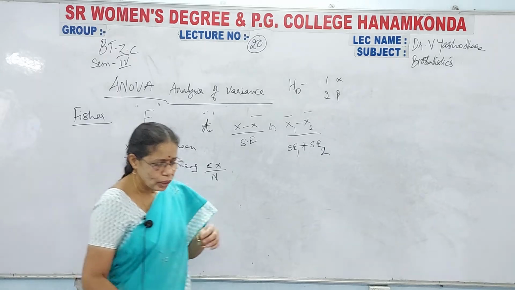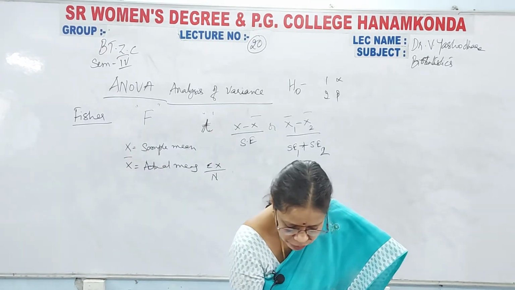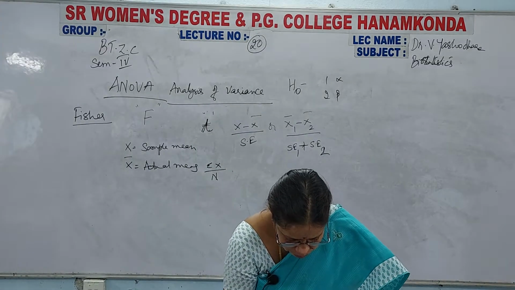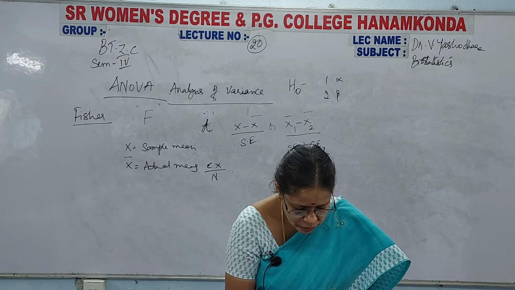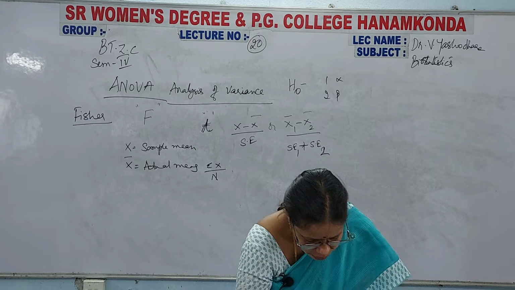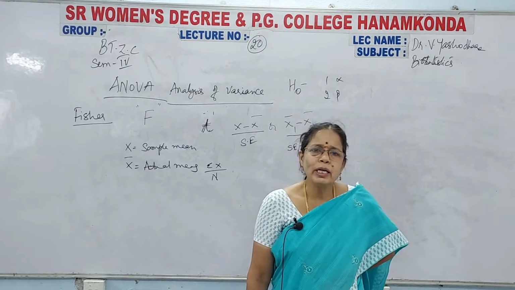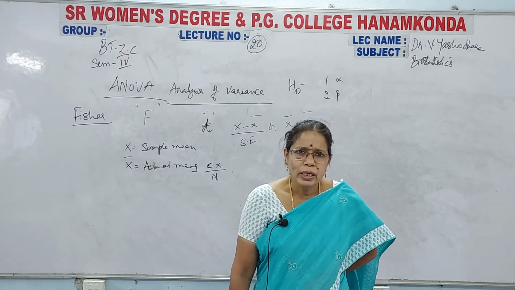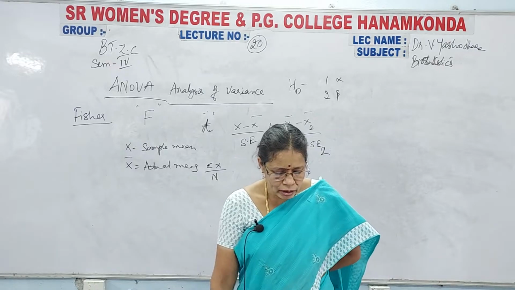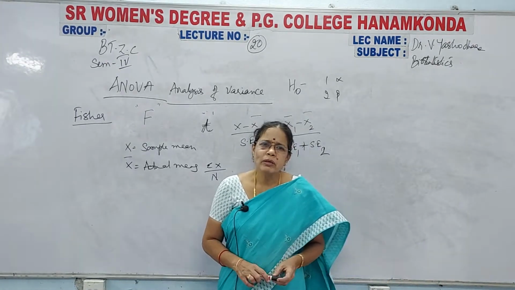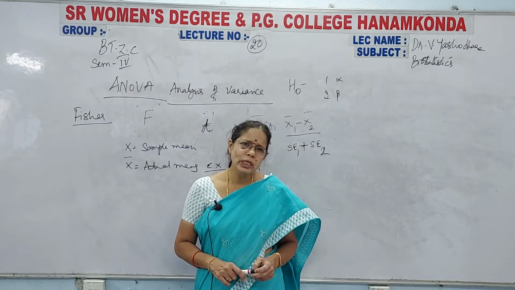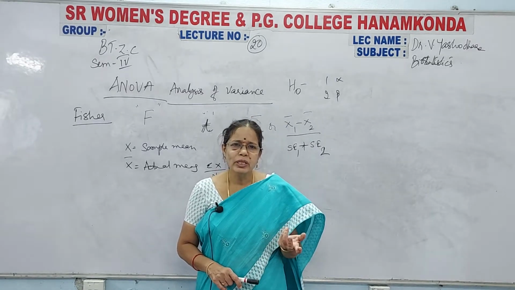Okay, now this ANOVA, the next example for this ANOVA: see here, if a group of psychiatric patients are there, for some patients you will be giving physiotherapy, some patients counseling, for some patients medication.